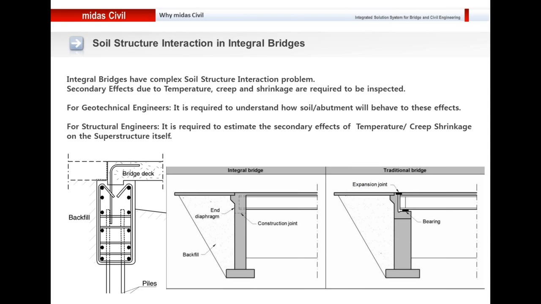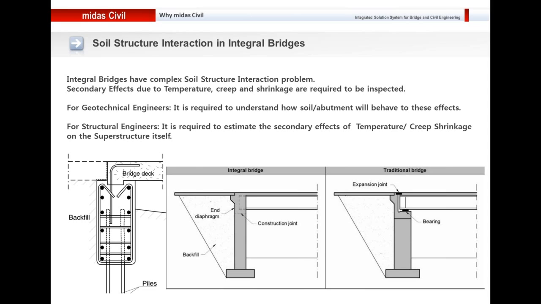Now let's see, why do we need to perform soil structure interaction, especially for integral bridges? These are the type of bridges which are widely constructed. That's why this would be the topic of my seminar today. I'm just going to talk about the soil structure interaction in integral bridges and how you can perform analysis on integral bridges in Midas Civil.